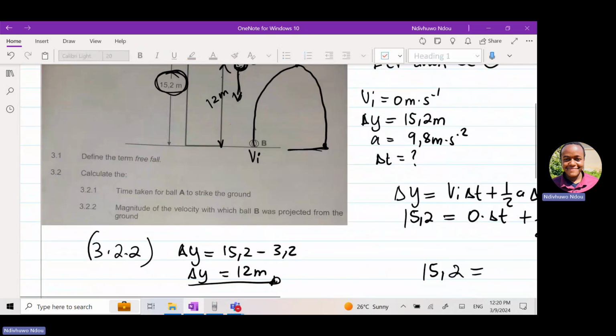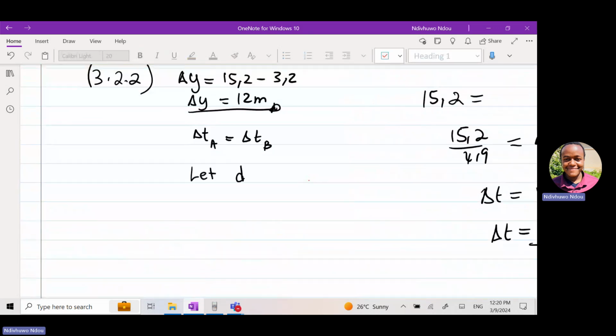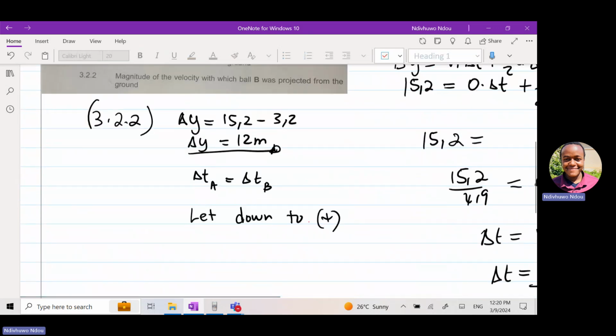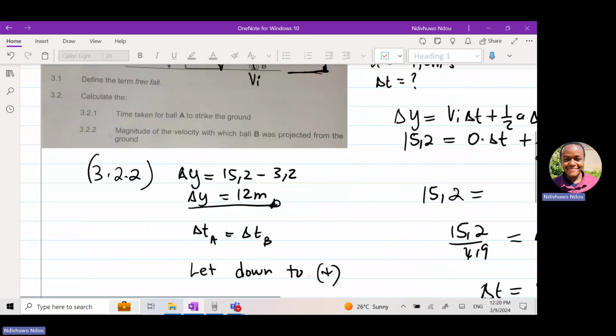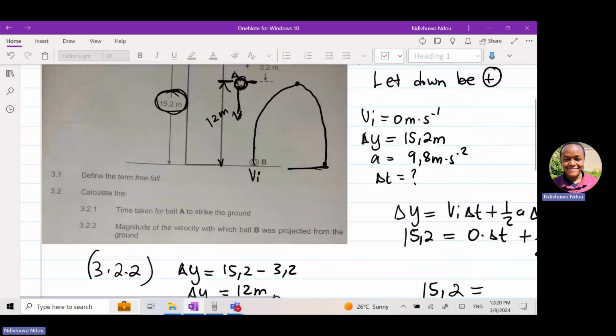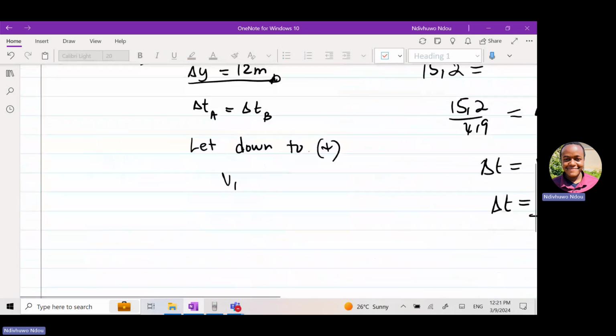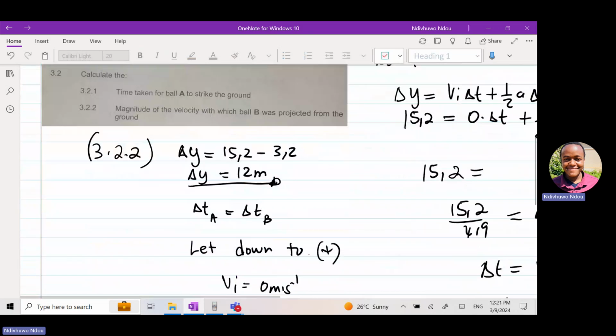So we can go and calculate the time for A. I'm first going to let down be positive, guys. This is very important. For vertical projectiles, don't forget, you always have to choose your direction. Let down be positive. Then I want to calculate the time it takes for ball A to move from that 12 meters going downwards. The initial velocity for ball A there is 0 meters per second, and the change in Y now is 12 meters, because it had fallen 3.2 meters down. So it's 12 meters.